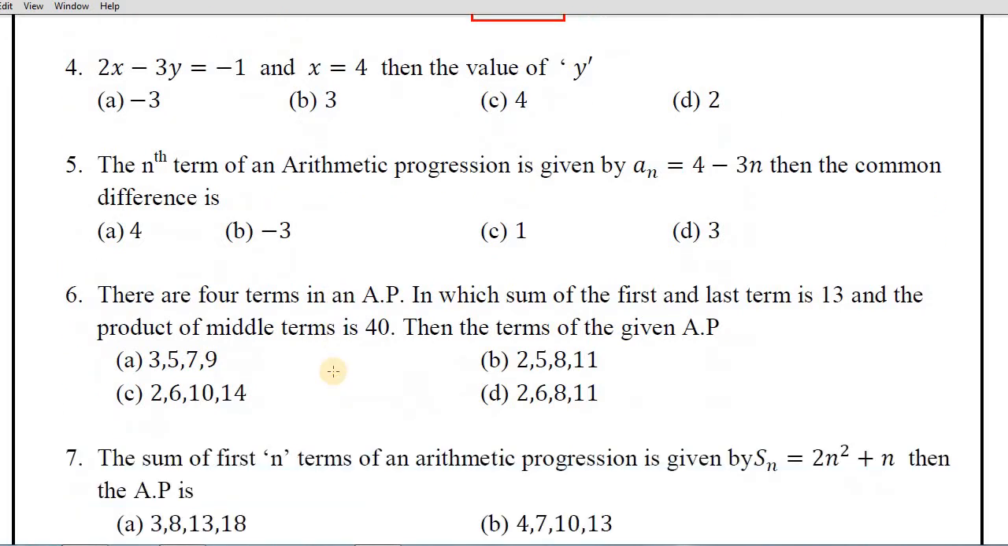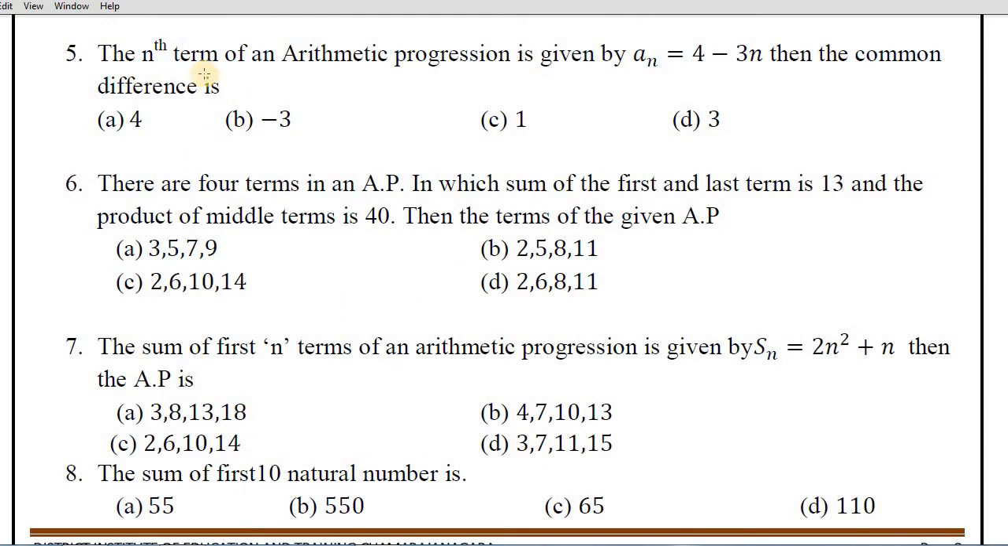Next, let us take the fourth question, children. 2x minus 3y equals minus 1 and x is equal to 4. Then the value of y is. Very simple question. One equation is given that contains x and y variables. The x value is given as 4. So in this equation, substitute the x value, that is 4, and simplify. You will get the answer of y, that is 3. So for this question, the correct answer is option B.